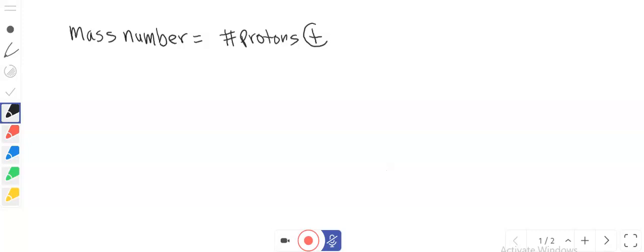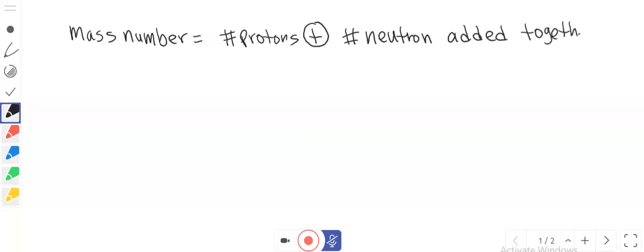Alright? So basically, a mass number, write that down here. A mass number is basically the number of protons plus the number of neutrons added together. Okay. That's basically it. That's the mass number.